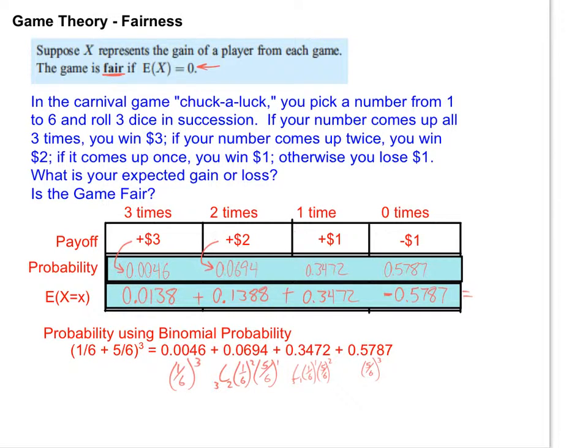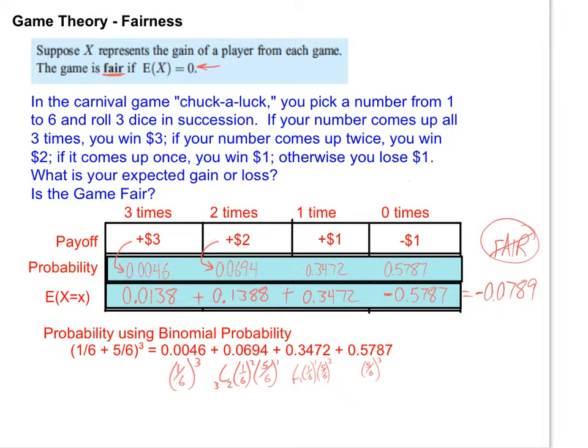Negative 0.0789, I think. Yeah, that sounds right. So, is this fair? No, you have more chance of losing than winning. So if it's less than 1, it's not fair. Well, if it's negative or positive. If it's not 0, it's not fair. Now, if it's positive, it's not fair, but it's in your favor. If it's negative, it's not fair and it's in their favor.